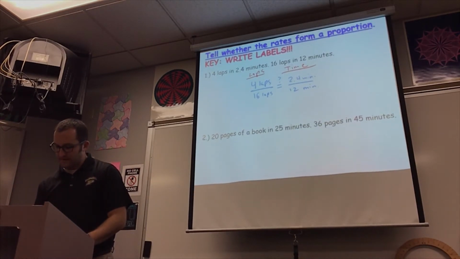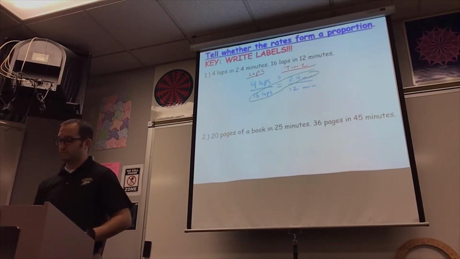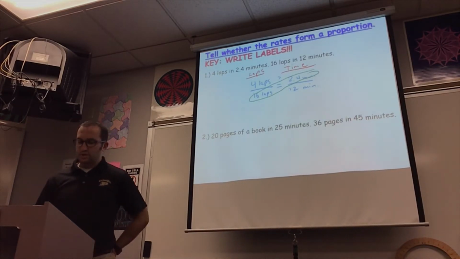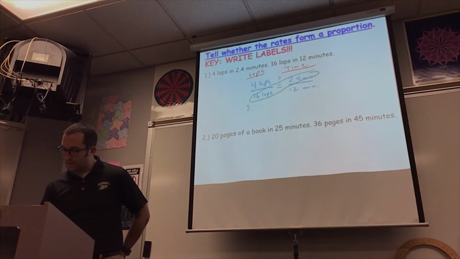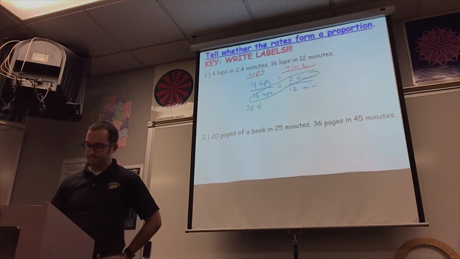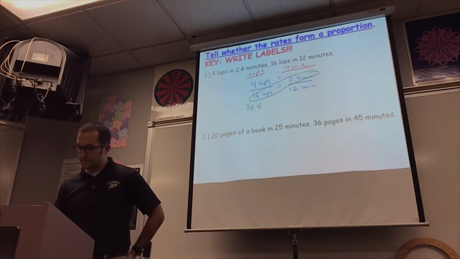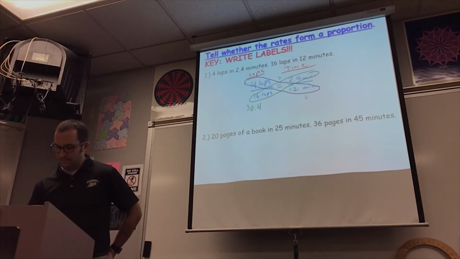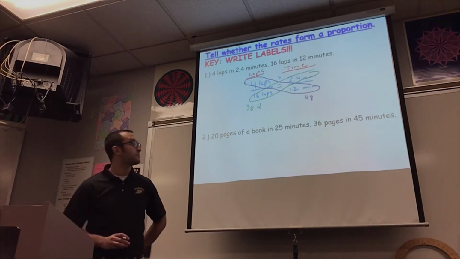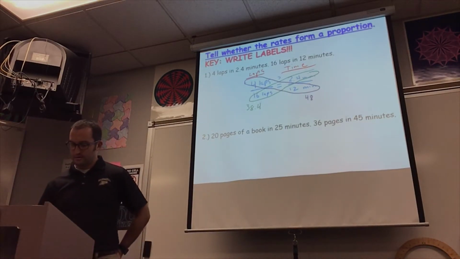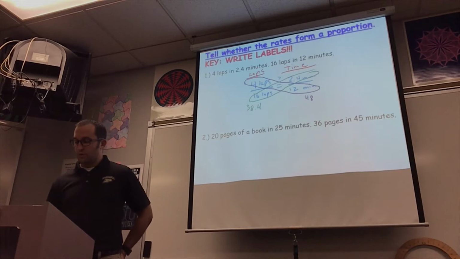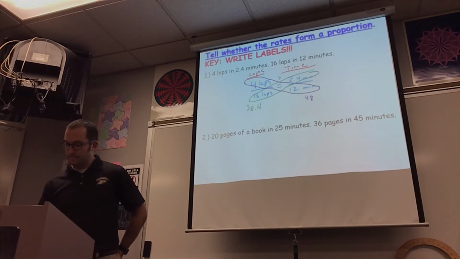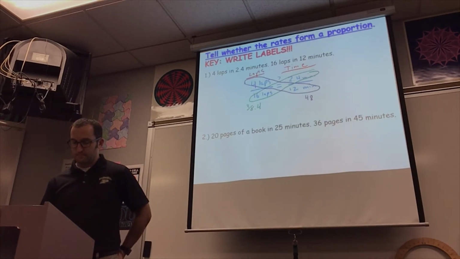So just to make this go a little faster, I'll tell you what those cross products are, okay? 2.4 times 16 is 38.4. And we know what 4 times 12 is. What's 4 times 12? 48. So, the answer to this question, are these proportional? These are not proportional.